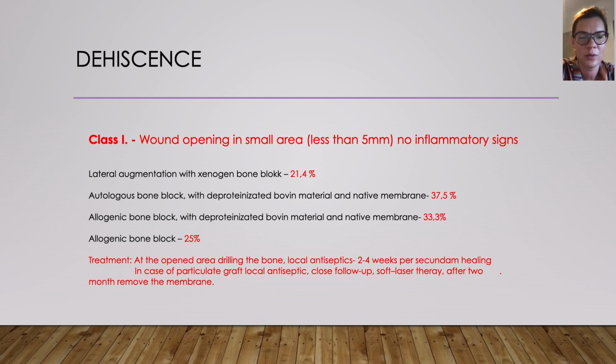In case we used particulated graft and we have the membrane on top of it, we could see the membrane under the opened flap and there is no inflammatory sign. Also, we have to make a very close follow-up and use local antiseptics. We could use soft laser therapy, and we have to wait and keep the area in the same situation for at least 2 months. After 2 months, it is possible to remove the membrane and then close the flap on top of it, because during the first 2 months the regeneration of the bone is at the stage where only mineralization of the area remains.